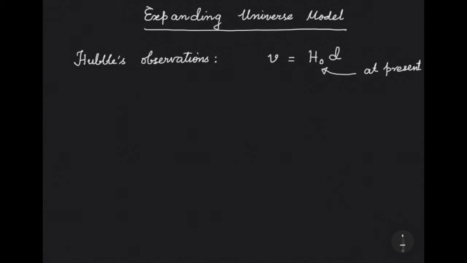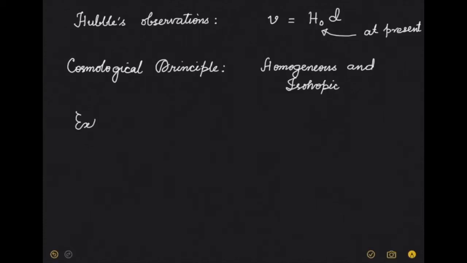To understand this observation, we evoke the idea of what we call the cosmological principle. And it's very simple. It essentially tells you that we are not at a very special point in the universe. It tells you that as a whole, the universe is homogeneous and isotropic. So, with these two key ideas, we came about a particular expanding universe model.